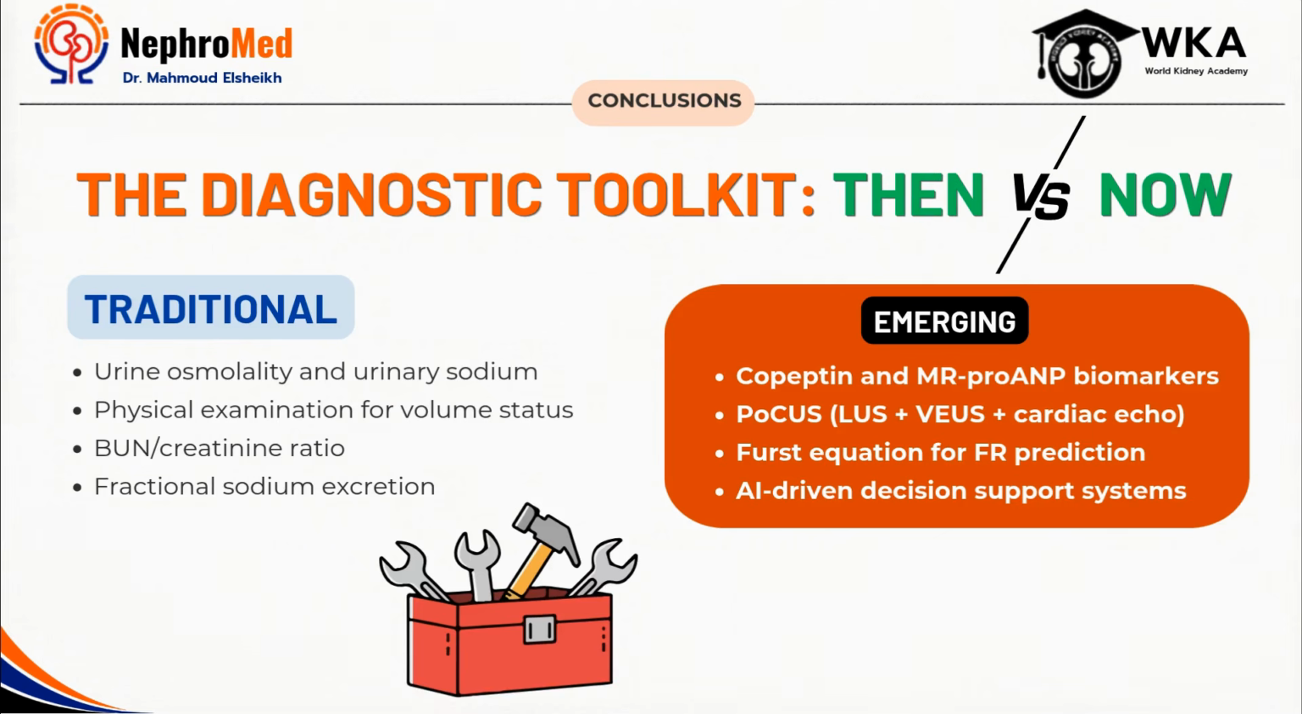One of the most important messages in modern hyponatremia management is that our diagnostic toolkit is evolving rapidly. Traditionally, our approach relied heavily on a few classic parameters: urine osmolality, urine sodium, physical examination, or biochemical ratios like BUN and creatinine. While these tools remain important, we now recognize their limitations, especially in critically ill patients, elderly patients, and complex mixed volume states. For example, clinical assessment of volume status alone can often be inaccurate, even among experienced clinicians. This is why newer approaches are emerging. Biomarkers like copeptin and MR-proADM are being explored to better characterize vasopressin activity and intravascular volume states.